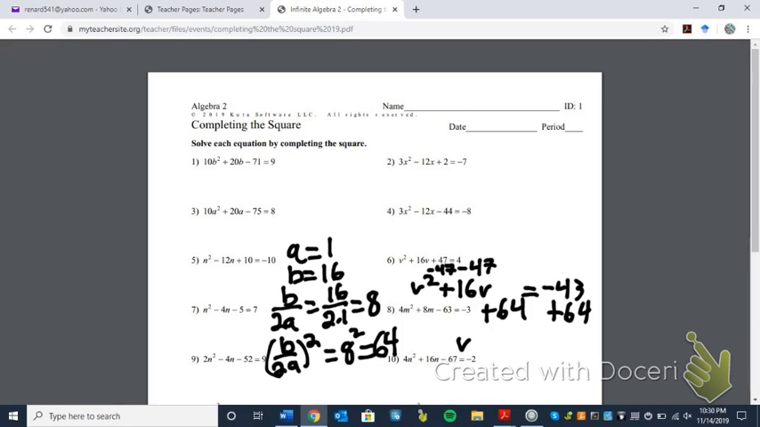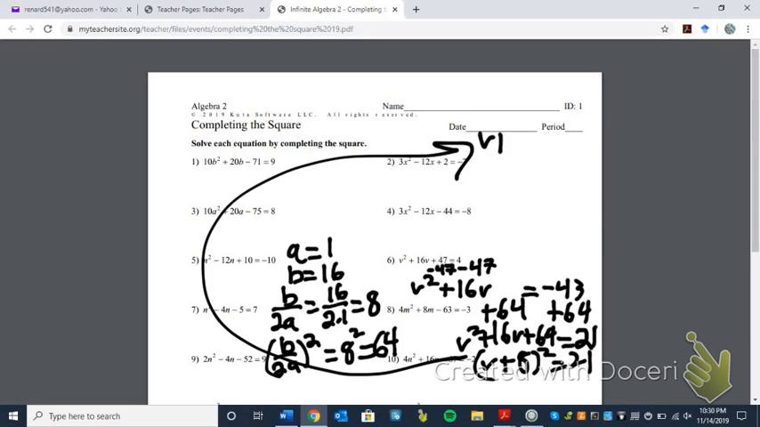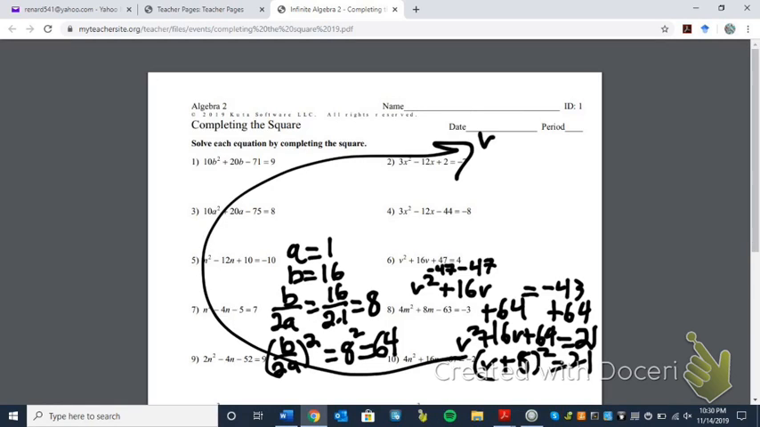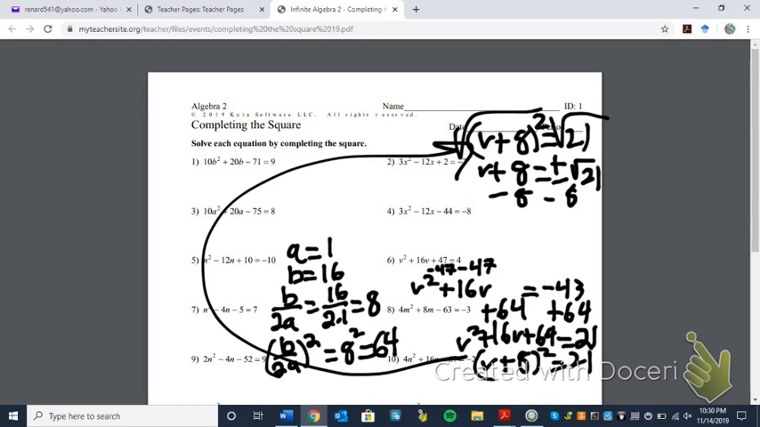So v squared plus 16v plus 64 equals 21, and the left side factors to v plus 8 squared. So we have v plus 8 squared equals 21. I ran out of room, so I'm going up top. What I'm going to do is take the square root of both sides, and that gives me v plus 8 equals plus or minus the square root of 21. Subtract 8 from both sides, and I get v equals negative 8 plus or minus the square root of 21.